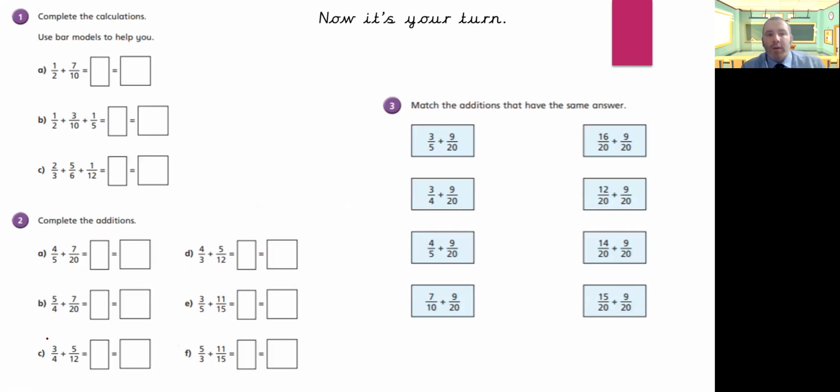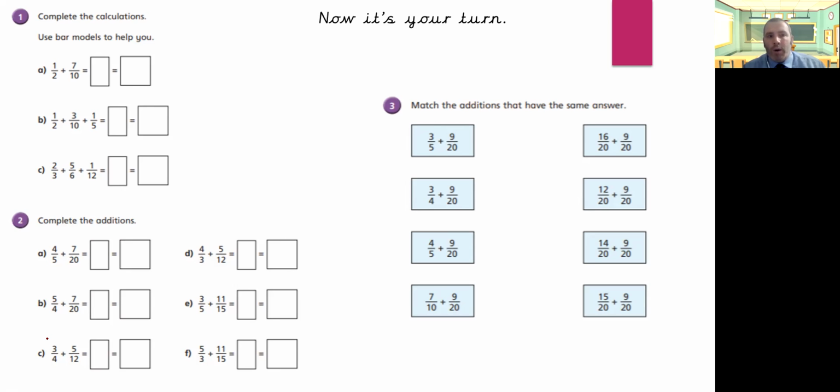Okay, it's over to you now. Use the bar models for question 1. Make sure you're happy with those. If you need to use the bar models for question 2, please carry on. As I said, work with what works for you. Don't try and do it in a way that you find is a struggle. If you found a method that works really nicely and gets you the right answer, then carry on using that.